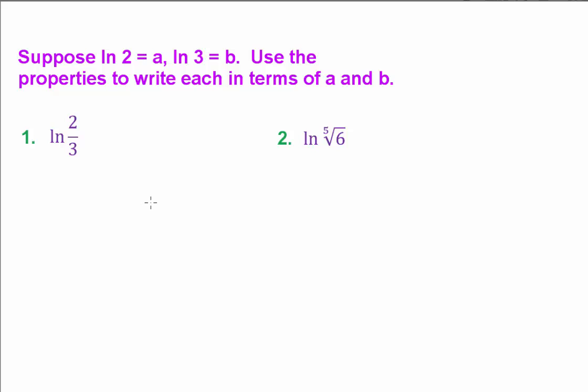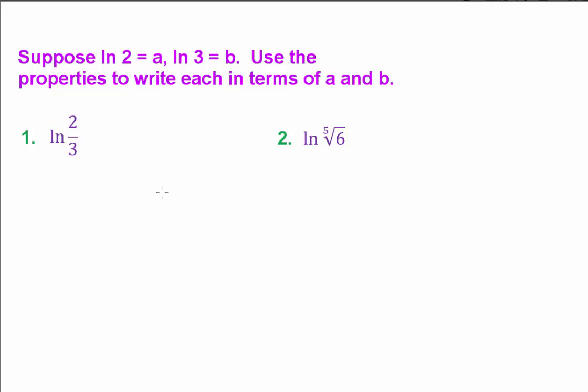For these two problems, we will use the properties of logarithms that we've just stated to help simplify this, or actually rewrite these in a different way. So we're going to start by supposing that ln of 2, the natural log of 2, is equal to a, and the natural log of 3 is equal to b. We are going to use the properties from above to rewrite these in terms of a and b, so that we no longer have any natural logs.